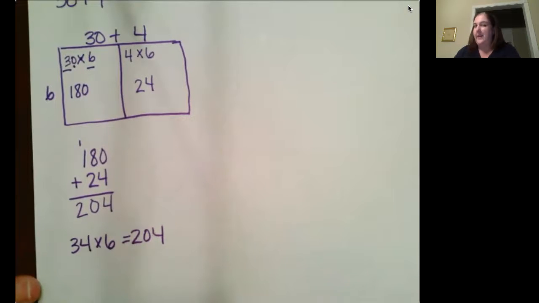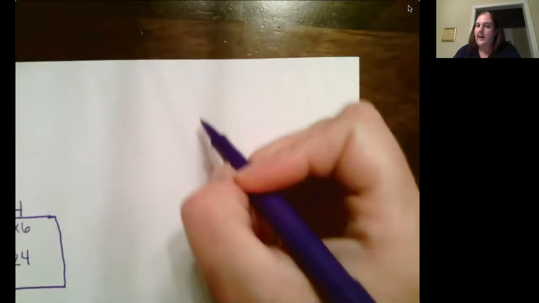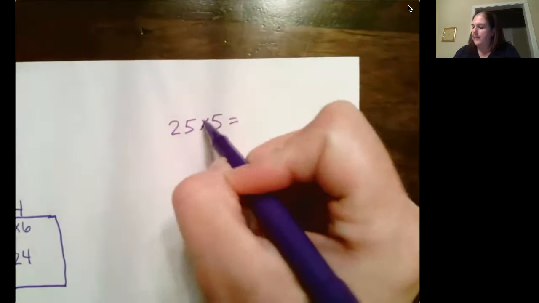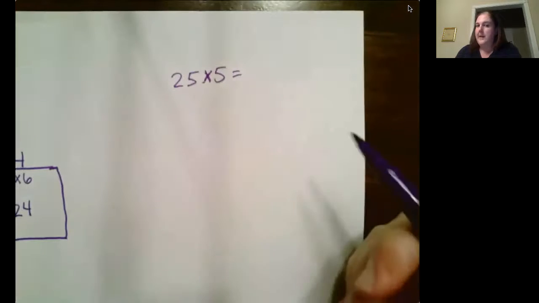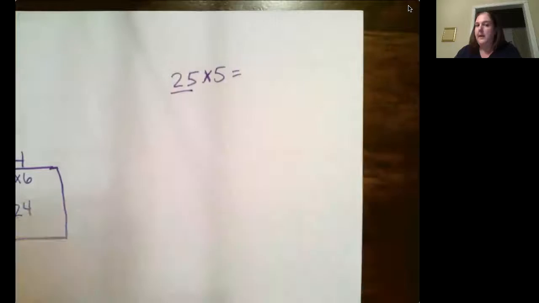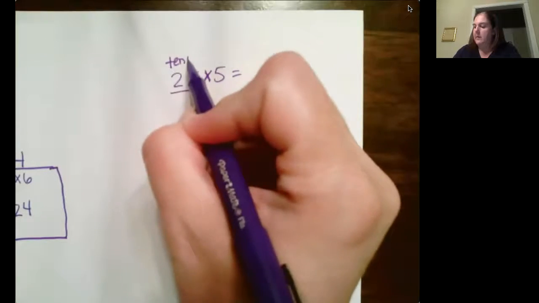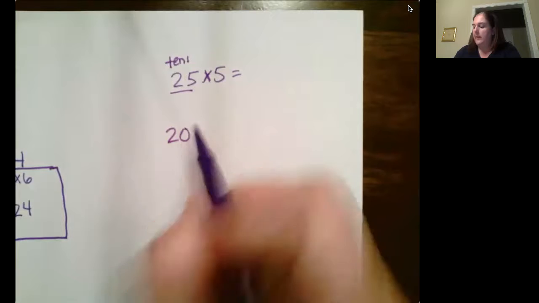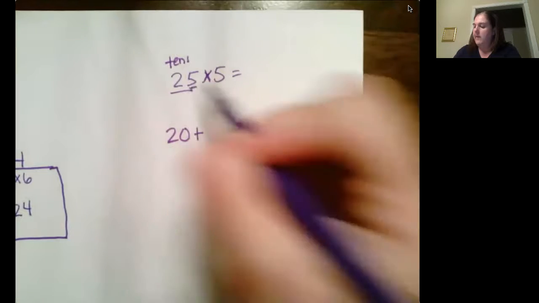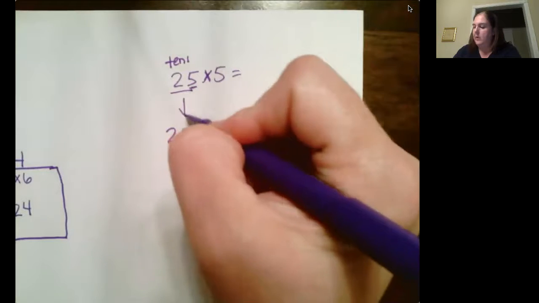All right, you getting the hang of it now, hopefully? All right, here's one last one. We're going to do 25 times 5. All right, first step, break it down in expanded form. 25 is my only number that can be broken down in expanded form. There's 2 tens, so that's 20. 10, 20, plus 5 in the ones place. So 20 plus 5, that's the expanded form of 25.